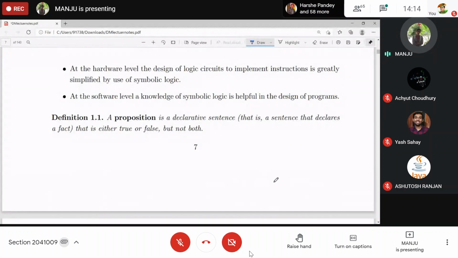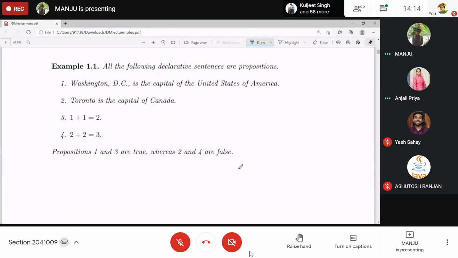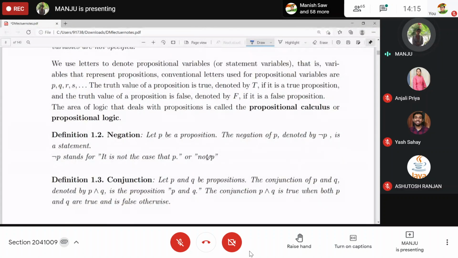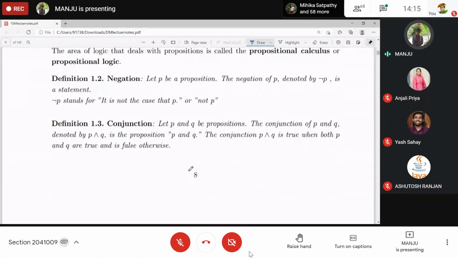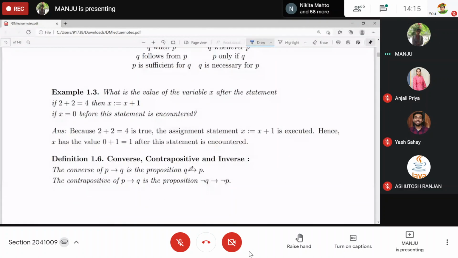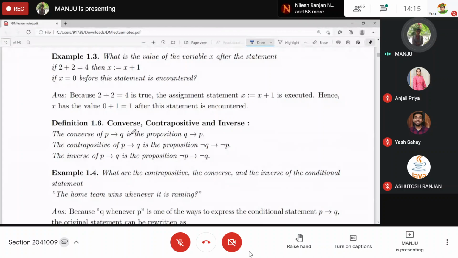Have you revised or not? Ma'am, predicates and quantifiers. Okay, predicates and quantifiers. Anything else? So any doubt in this? Proofs. No doubt. Proposition, compound proposition, logical operators, negation, conjunction, disjunction, conditional, biconditional. Then for conditional, we have converse, contrapositive, inverse.